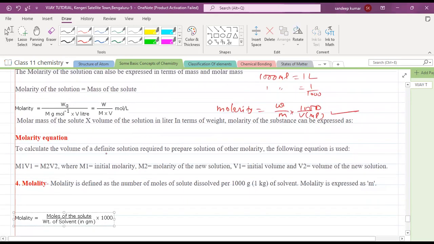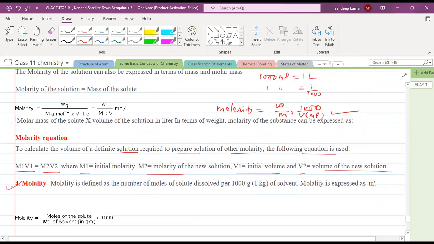To calculate the volume of a definite solution required to prepare a solution of other molarity, the following equation is used: M1 V1 is equal to M2 V2. What is M1? Initial molarity. M2 is the molarity of the new solution. V1 is the initial volume. V2 is the volume of the new solution.